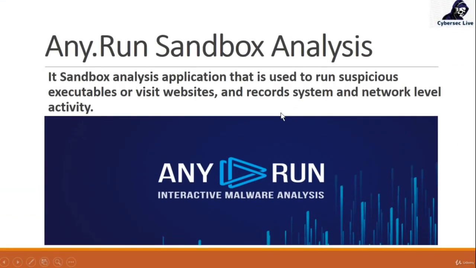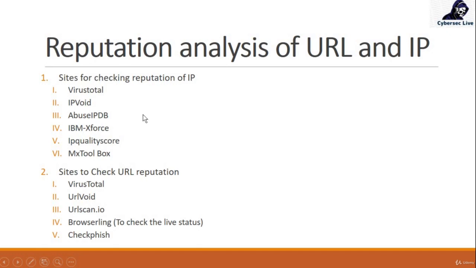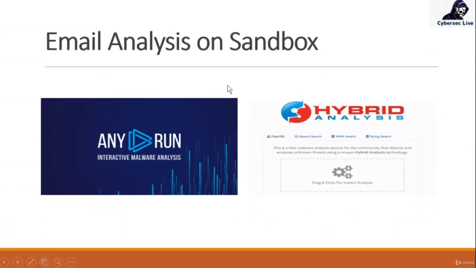Any.run is a sandbox analysis application that is used to run suspicious executables or visit websites and records system and network level activity, right? But before this, in the previous video we talked about reputation analysis of URL and IP, but I didn't show the practical. So let me show the practical of that also, and Any.run as well.